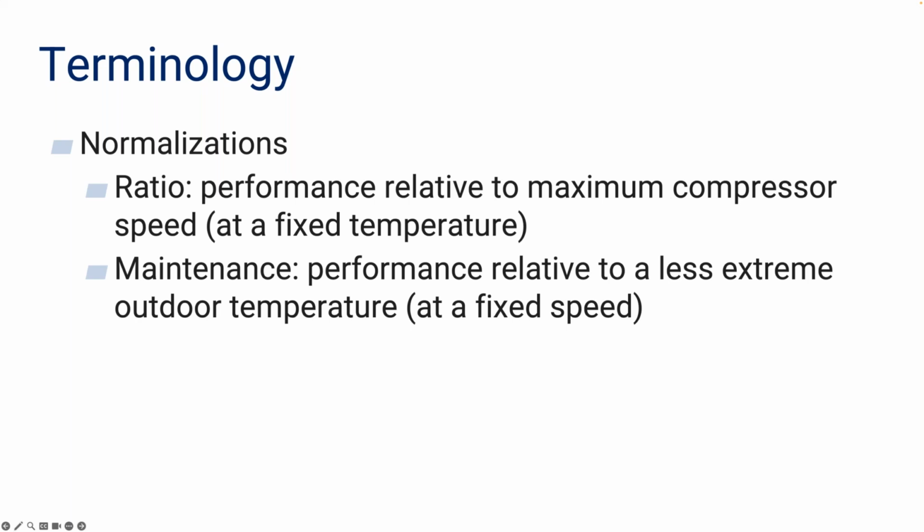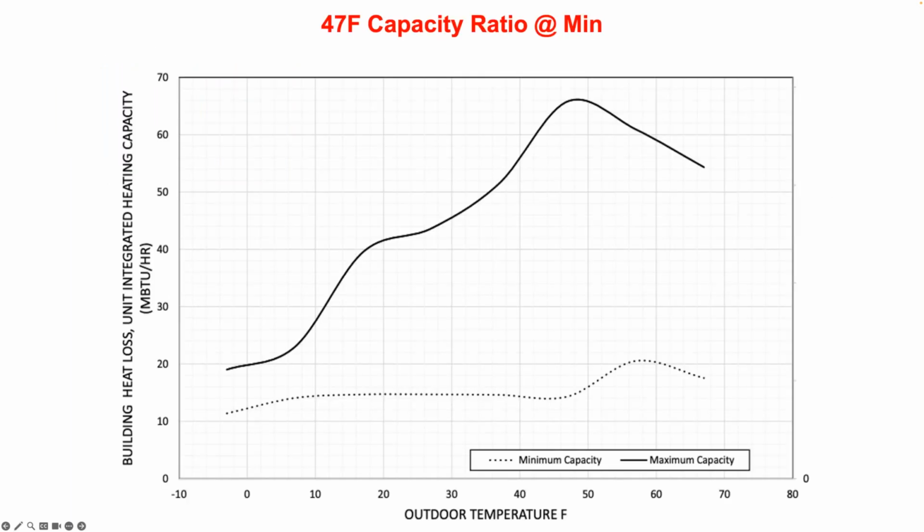There's also something I call normalizations that I'm going to be using a lot. There's a normalization called a ratio, which is the performance relative to the maximum compressor speed at a fixed temperature. And then there's maintenance, which is the performance relative to a less extreme outdoor temperature at a fixed speed. I don't know if that makes sense just as written, so I'm going to go through quick examples to illustrate this. This is an example of heating capacity data for a variable speed system found in manufacturer's product literature. It illustrates how the minimum and maximum capacities change across different outdoor temperatures.